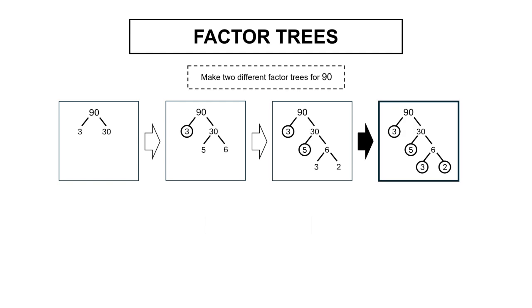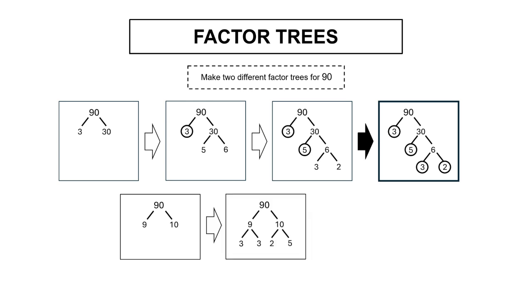Now let's make a second factor tree for 90. Once again, 90 is not prime, so we'll need a times table to branch out. We'll just say 9 times 10. Looking at 9, that's not prime, so we need a times table for it. We'll use 3 times 3. 10 is not prime, so we need a times table for that one too. We'll use 2 times 5.